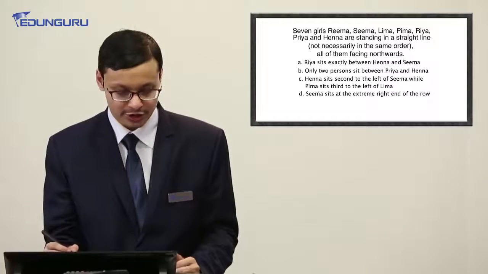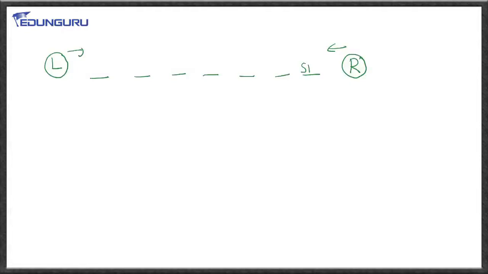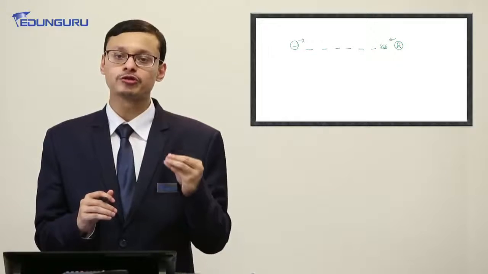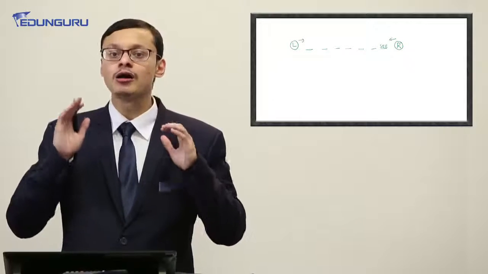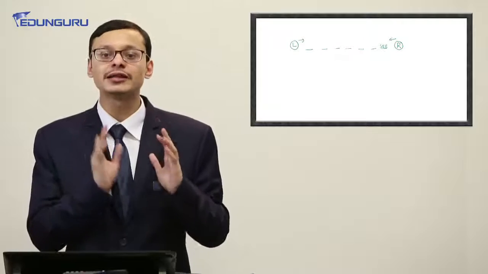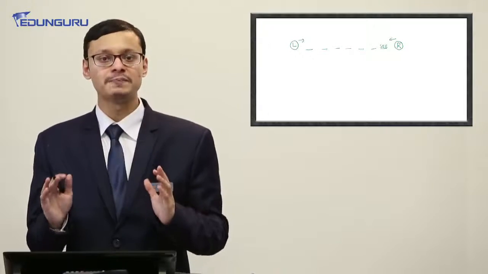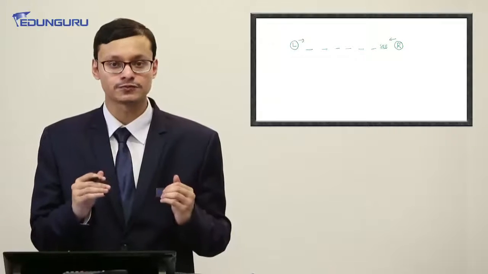So the first thing we'll do is fix the position of Seema, which is at the extreme right. The moment we have Seema fixed, we can get the others. In the exam, immediately look for those clues whereby you can fix at least one or more persons. Do not look for relative clues right away at the start. After you fix a few people, then look at relative clues.